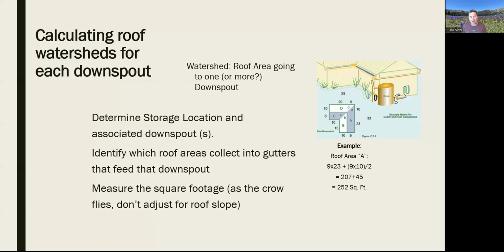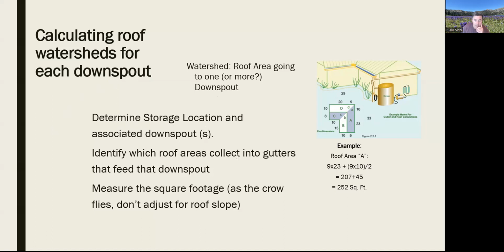It's important to calculate your roof watershed for each downspout when you're considering using these systems. And simple methods for doing this is determine the storage location and location of the downspout. So if you're considering doing water storage or rainwater harvesting into tanks on your property, consider where around the structure you can place that tank, given how large it's going to be.